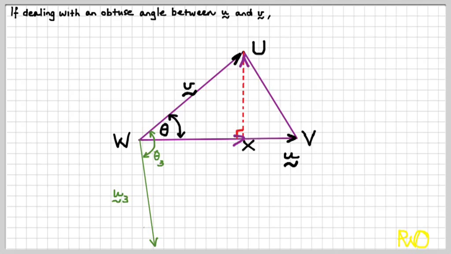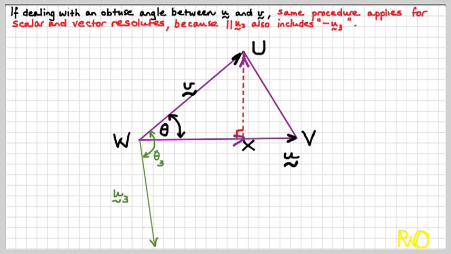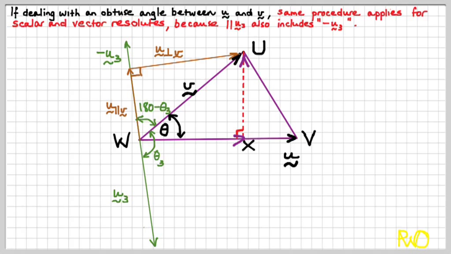Well, ladies and gentlemen, actually, it doesn't look easy, does it? But it is, because you watch this. It's the same procedure applying for the scalar and vector resolutes, because the parallel component, which is parallel to U3, also includes minus U3, or going in the opposite direction to U3. So if we do that, look at that. See? Easy as 1, 2, 3. Parallel and perpendicular to U3. Yeah, see? That's how it works.